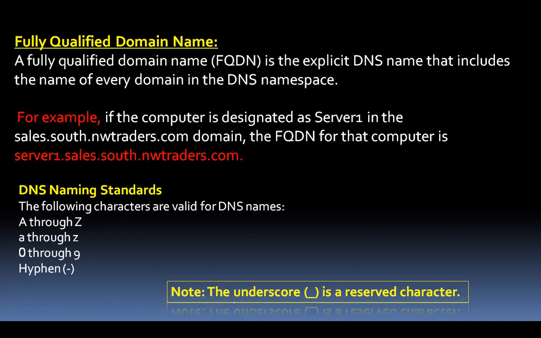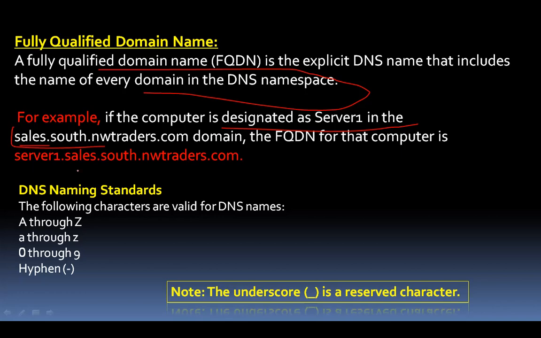Next is the fully qualified domain name, also known as FQDN, which is the explicit DNS name that includes the name of every domain in the domain namespace. For example, if the computer is designated as server1 in the sales.south.nowtraders.com domain, the fully qualified domain name for that computer is server1.sales.south.nowtraders.com. This is the complete namespace.